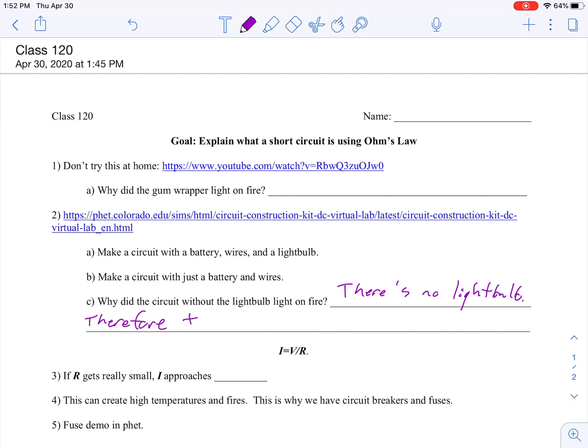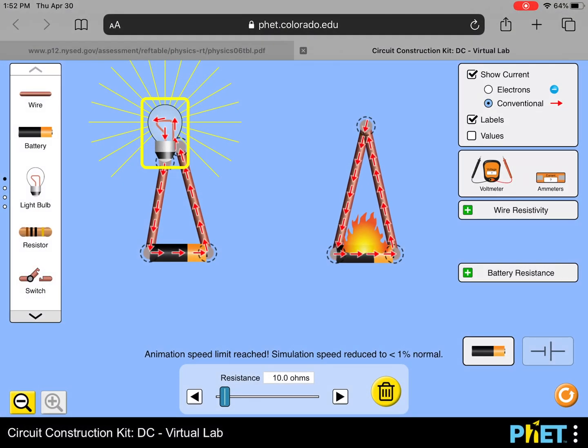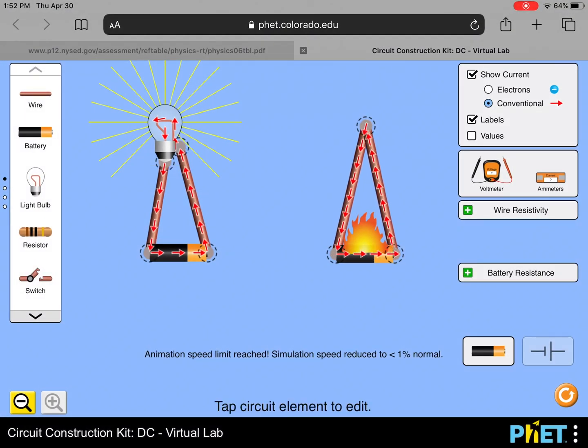Okay, so therefore, there is no resistance in the circuit. Now, I guess I would be kind of wrong in saying there's no resistance in the circuit. Do those metal wires have resistance? Yeah, but so little resistance that it's pretty much negligible. So it's basically 0 ohms of resistance.